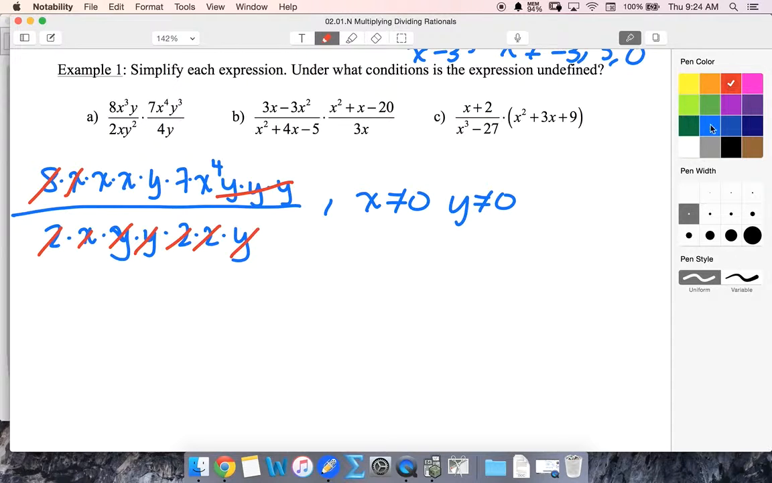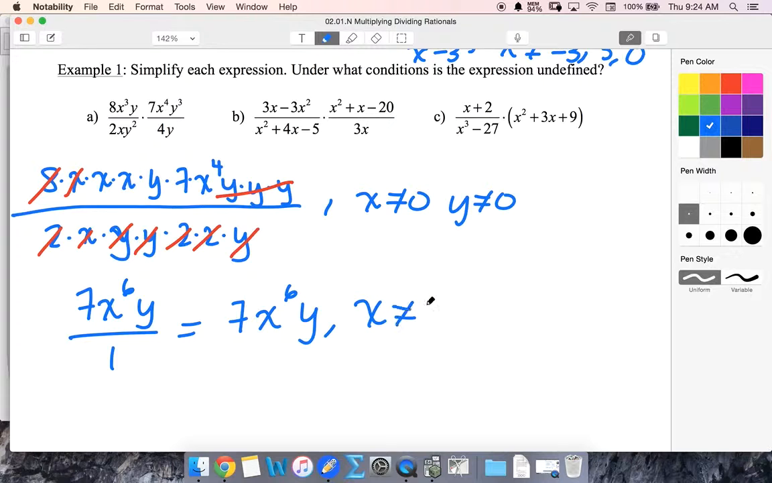So when I write out my simplification, I've got x times x to the fourth is x to the sixth. I've got a 7 and a y. So 7x to the sixth y over 1. That's of course just 7x to the sixth y. Noting that x is not allowed to be 0, or that y cannot be 0. And actually that can be an or, because either one, they're not allowed to be 0.